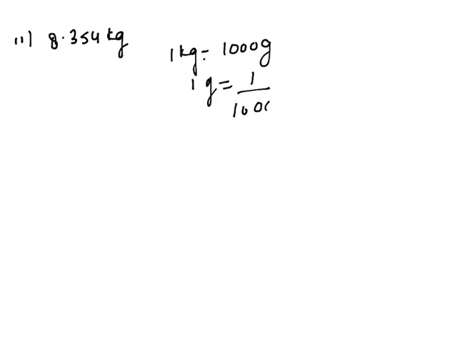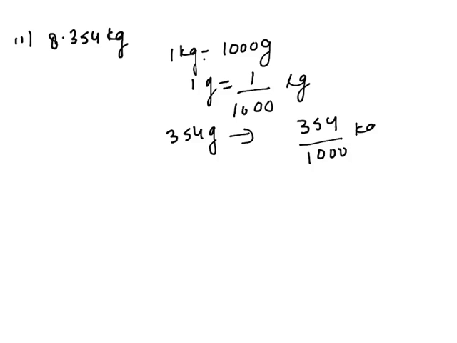Second example, we have 8.354 kilogram. Now we will use the same thing. 1 kg is equal to 1000 gram. In that case 1 gram will be equal to 1 by 1000 kg. So after the decimal we have gram, it means 354 grams. So we can represent it in kilogram as 354 by 1000 kg. So we can write it as 8 plus 354 by 1000 kg.